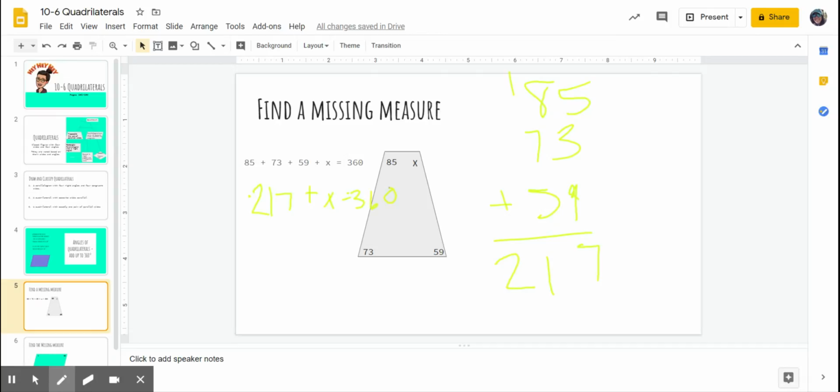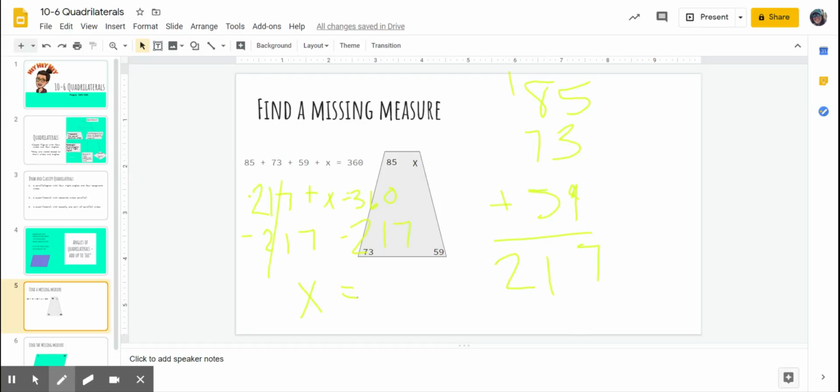Remember, to get the x by itself, you are going to subtract the 217 from the other side. So remember, you're doing the opposite operation in order to move things in an equation. So I'm going to subtract 217. So now I have x by itself.